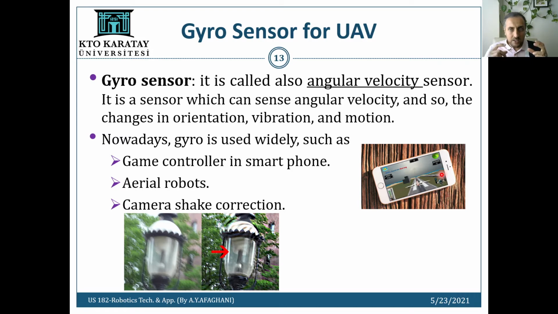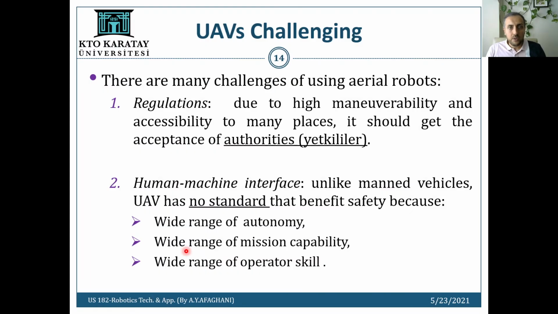So it can detect the change in orientation or vibration and motion. Any change in orientation or vibration, it can directly detect. So we can use it in smartphone games, robots, and camera shake correction. I mean, if I have some shaking, I can correct this shaking using this gyro sensor. So let's go now to the challenges of the UAV.